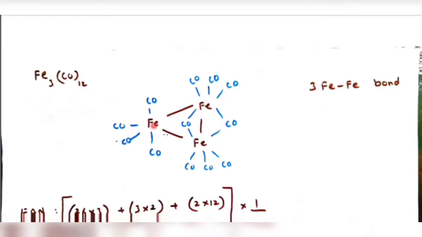Then Fe3(CO)12. This is the diagram of Fe3(CO)12. On this side 4, and on this side top 3, bottom 3, and it has bridging ligands from Fe to Fe. This is C double bond O. This is C double bond O. The others are C triple bond O. Totally it has 3 Fe-Fe bonds.